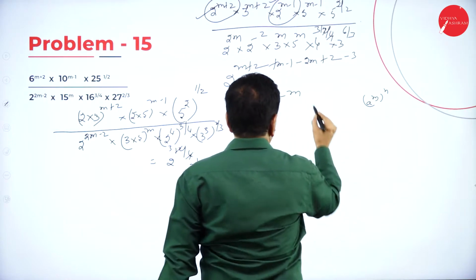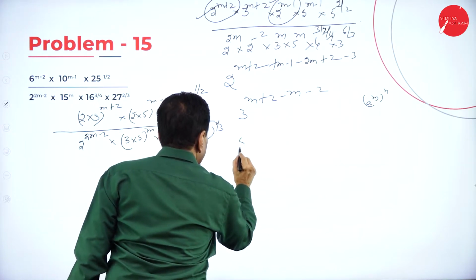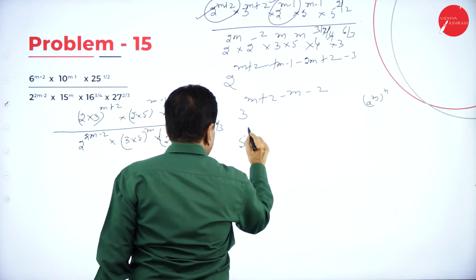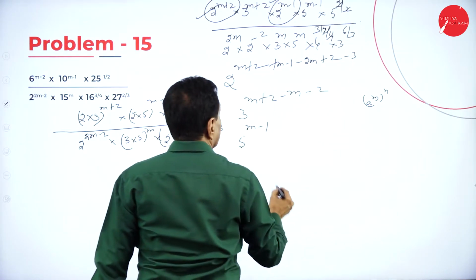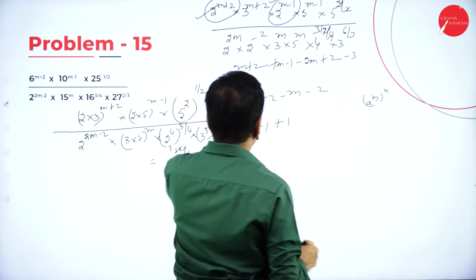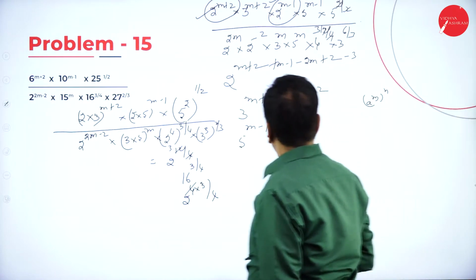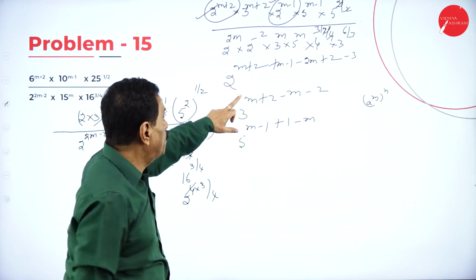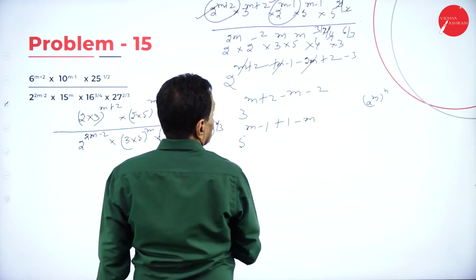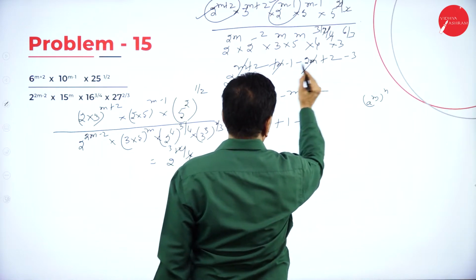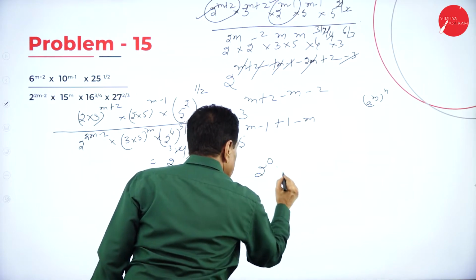3 2s are 6, minus 2. Come back to 5: 5 to the power of m minus 1. 2 1s are 2, 5 plus 1. Come back here, minus m. That's all. Come back here. See that m plus m, 2m minus 2m, plus 2 plus 4 minus 1 minus 4 cancelled out. This is 2 to the power of 0.